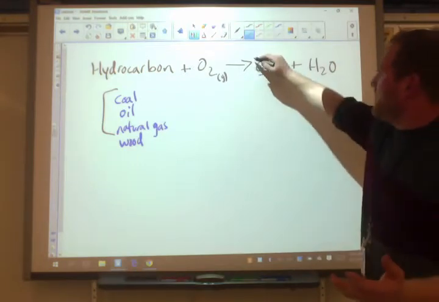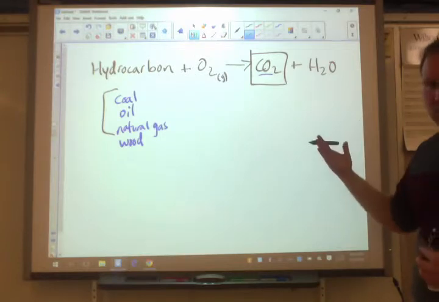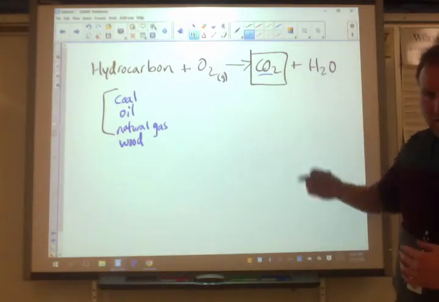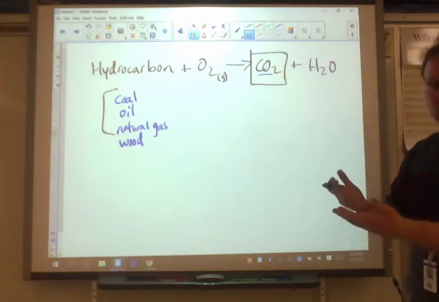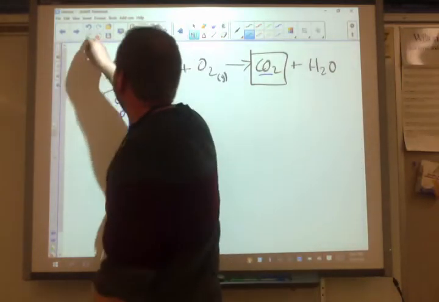The downside is that one of the products here is CO2, which is a greenhouse gas. Carbon dioxide in the atmosphere does trap heat. So let me go over the greenhouse effect.